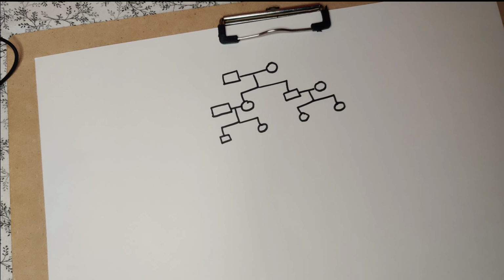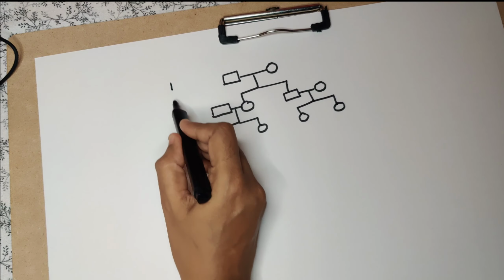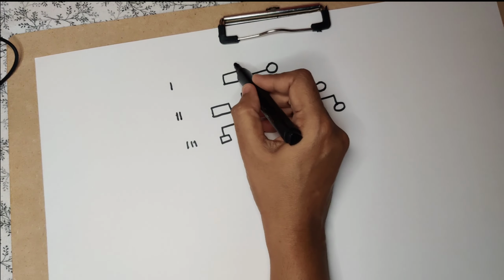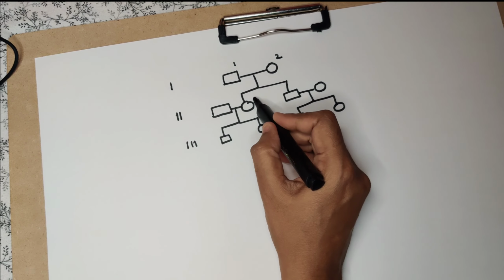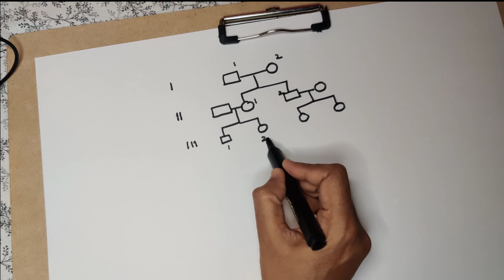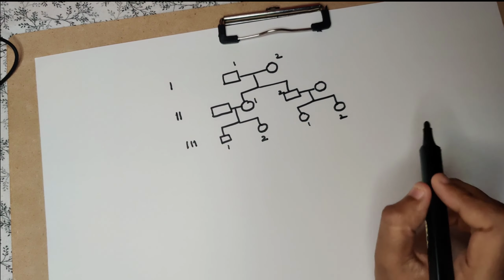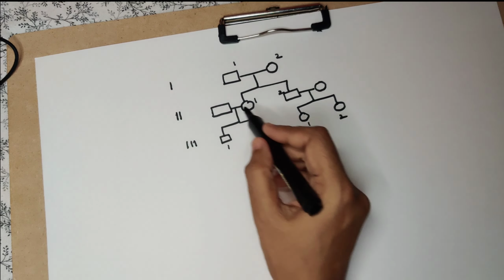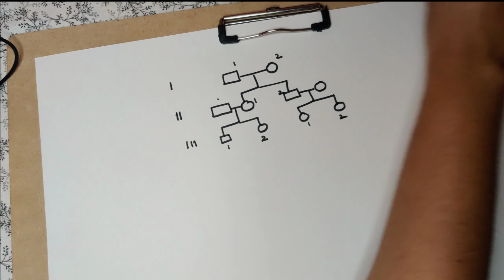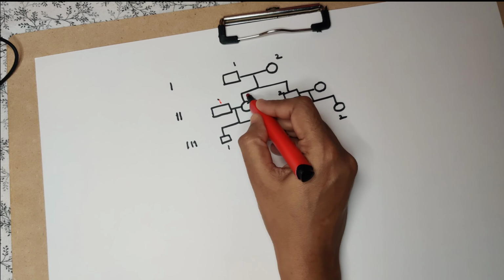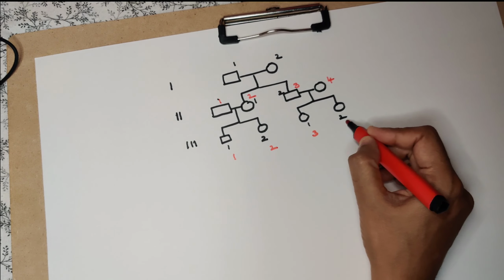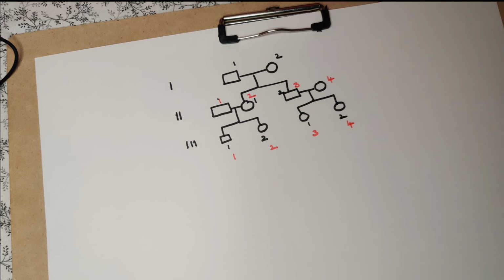Now, how do you represent this pedigree analysis? You have to write Roman numeral I, generation 1, generation 2, generation 3. And the individuals are 1 and 2 here, 1 and 2 here, 1, 2, 1, 2 for this family. At the same time, if you want to represent the entire pedigree chart, you can write like this: 1, 2, 3, 4. 1, 2, 3, 4. So these are called the individuals. So this is how we are representing it.